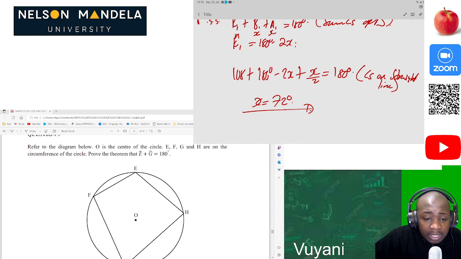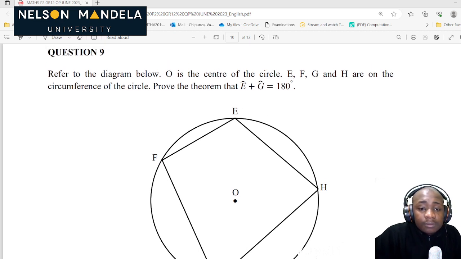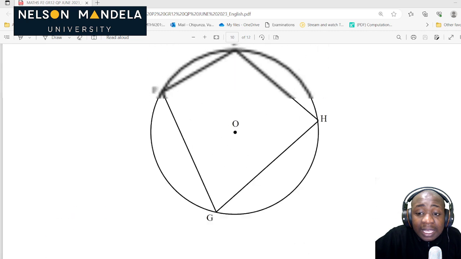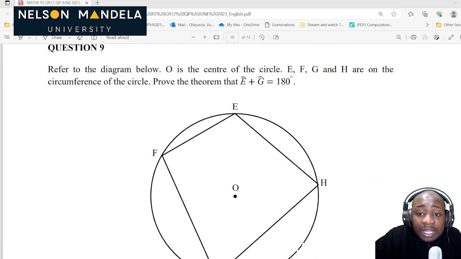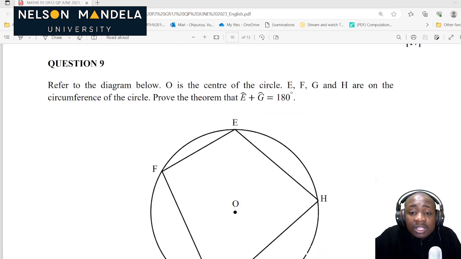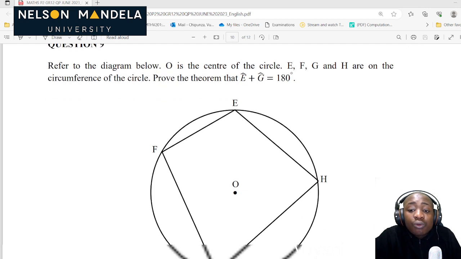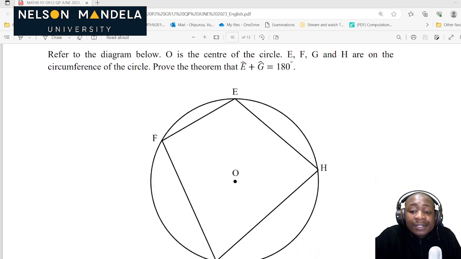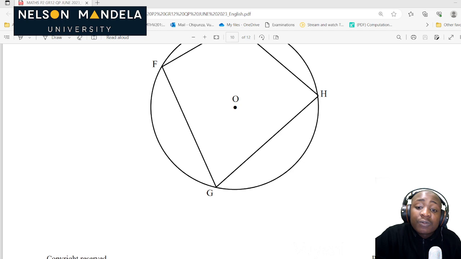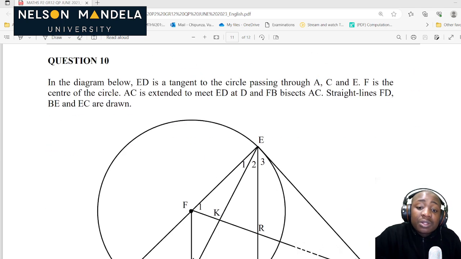Now let's look at the next question. Refer to the diagram below. O is the center. Oh my word, O is the center again. Now of the circle, E, F, G and H are on the circumference of the circle. Prove the theorem that says angle E plus G is equal to 180. So in other words, they want you to prove that rule that says opposite angles of a cyclic quad are supplementary. That's what you're supposed to prove. So that one, you just look at your theorems and you prove.